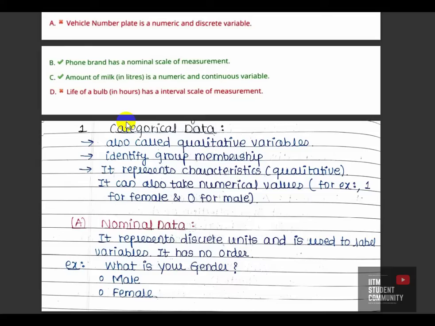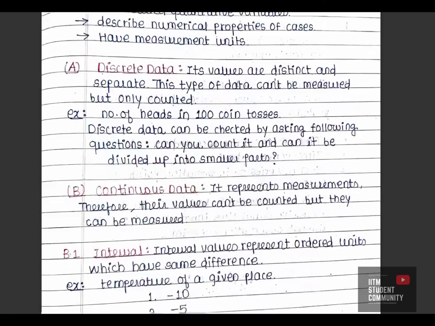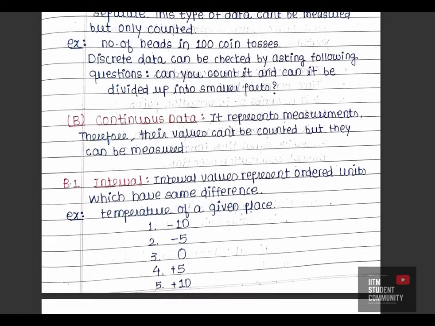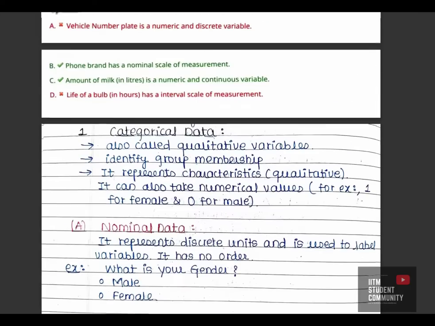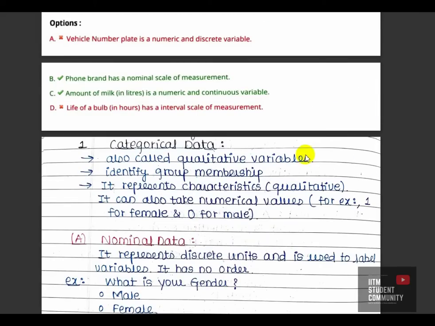Option C says amount of milk in liters is a numeric and continuous variable. Yes, it is. In liters it can be measured, it is numeric and it is continuous. Option D says life of a bulb in hours has interval scale of measurement. Now looking at what is interval scale of measurement, interval values represent ordered units which have the same difference. Now life of a bulb in hours doesn't necessarily have the same difference, so this option gets eliminated. So the right options are B and C.